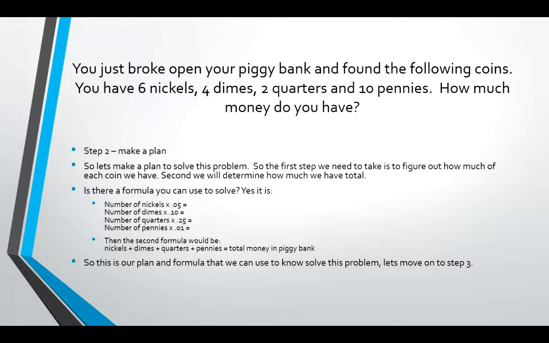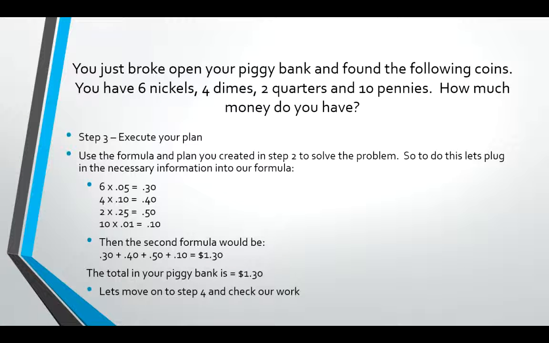Now we have our plan, we have our formula, so now we can solve it. Let's move on to step 3 and execute our plan. Use the plan and the formula that we created to solve the problem. Let's plug in all the necessary information from our problem into our formula. So we have 6 nickels: 6 times 0.05. We have 4 dimes: 4 times 0.10. We have 2 quarters: 2 times 0.25. And we have 10 pennies: 10 times 0.01.